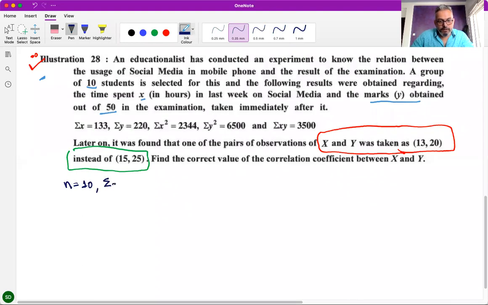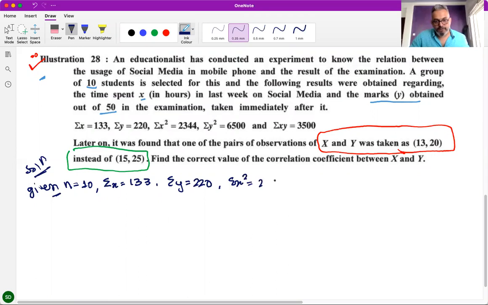Sigma x is equal to 133. Although given in the question, you have to always write what is given. So in the solution, what is given? Given is n is equal to 10, sigma x 133, sigma y is 220, sigma x square is 2344, sigma y square is equal to 6500, and sigma xy is equal to 3500.